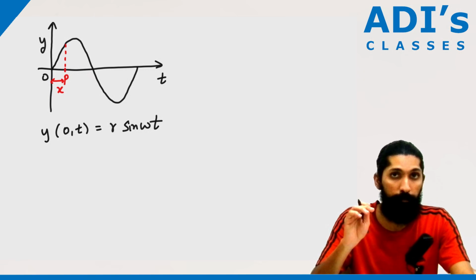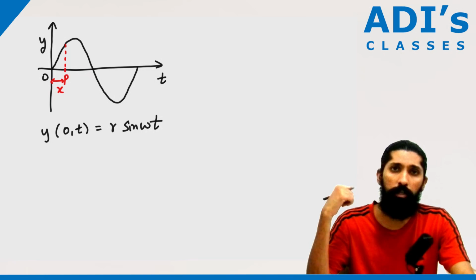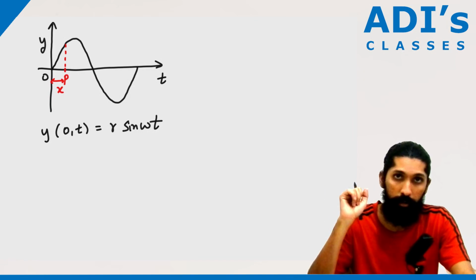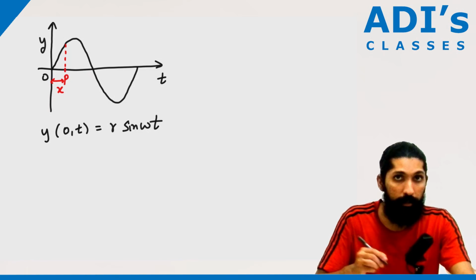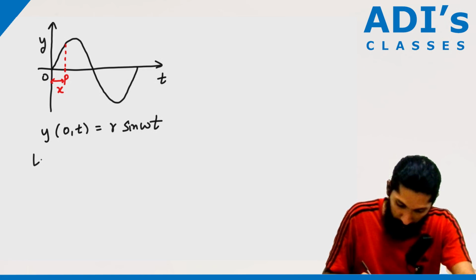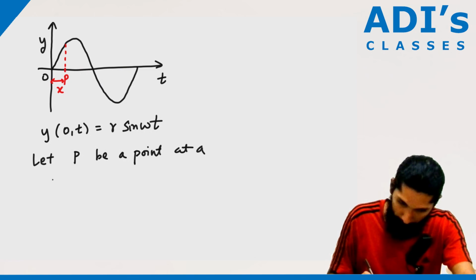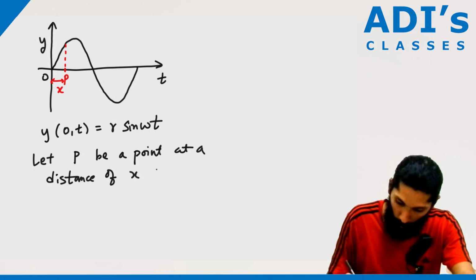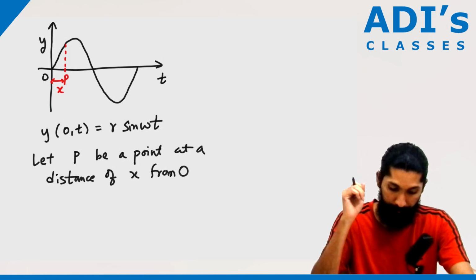This is the equation of the wave. But remember, we are still not convinced that this is the final equation, because a lot of different parameters will be involved in it. So we have R sine omega t. Now we consider the point P. So we can say, let P be a point at a distance of x from O, the origin.